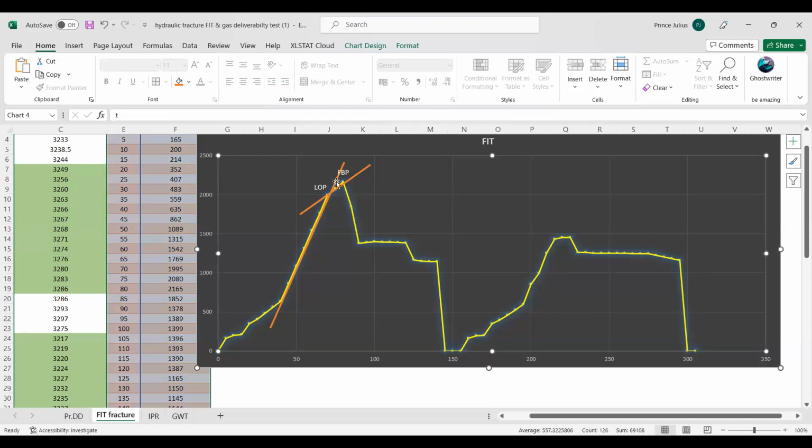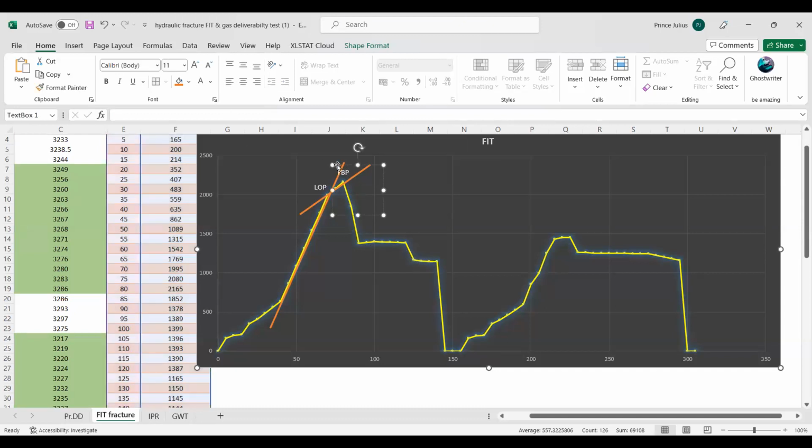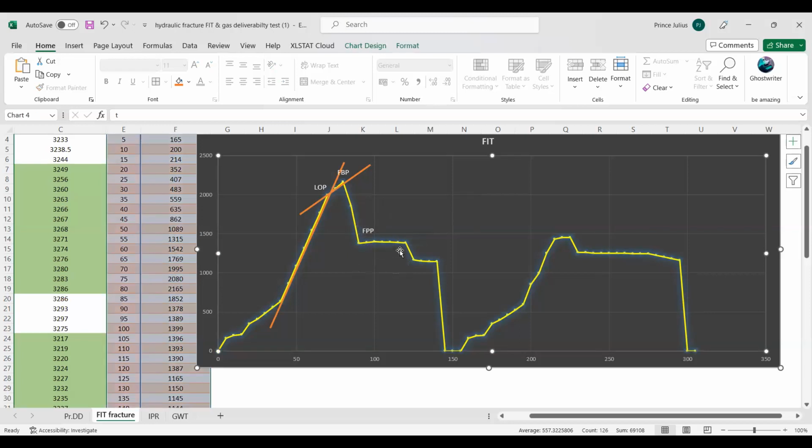After that, the fluids have started to enter inside, but the pressure is reduced. Why? Because the volume has increased. Once it reaches a particular point, the pressure is observed to be constant. The point where it started to reach constant, we can call FPP, fracture propagating pressure. So the fracture started to maintain itself.